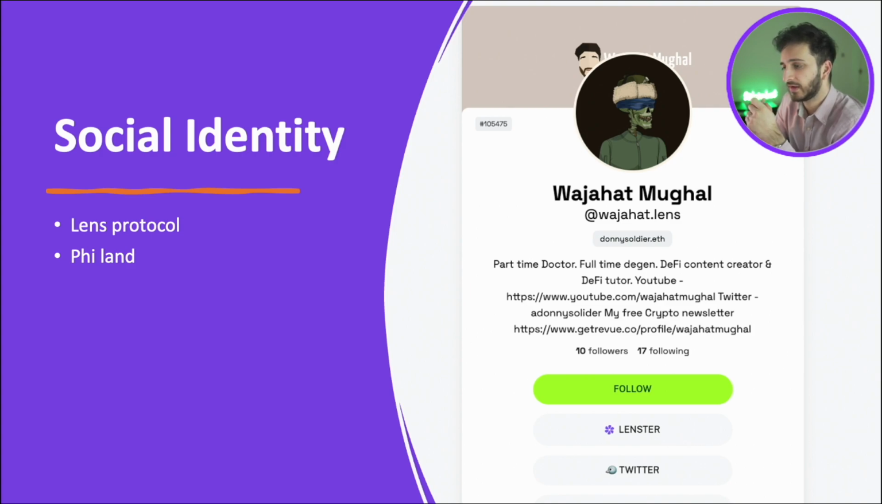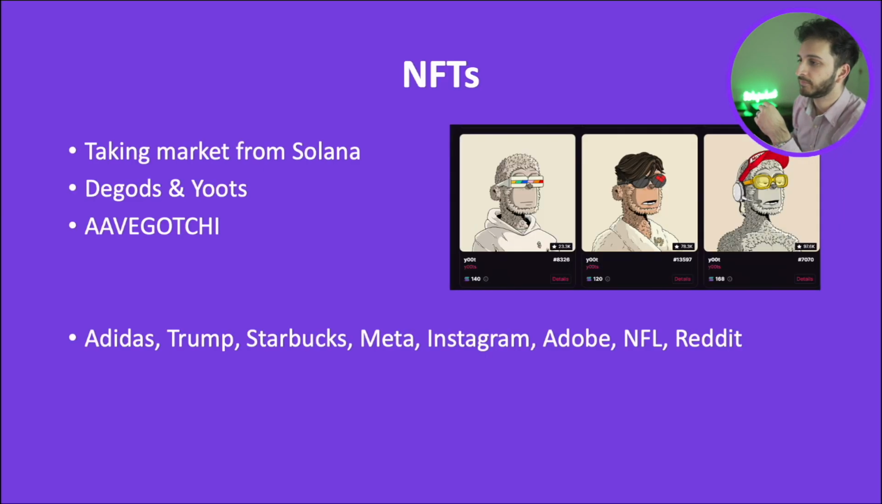Feeland is another kind of social identity platform where you can use your ENS domain and basically build on top of it, showcasing some of your different achievements. I'll have a video on Feeland as well pretty soon. Social identity is somewhere where Polygon is thriving at the moment, and I think that's only going to continue. We've got clear evidence of that with Lens Protocol. NFTs are also a huge area where I think Polygon is thriving.